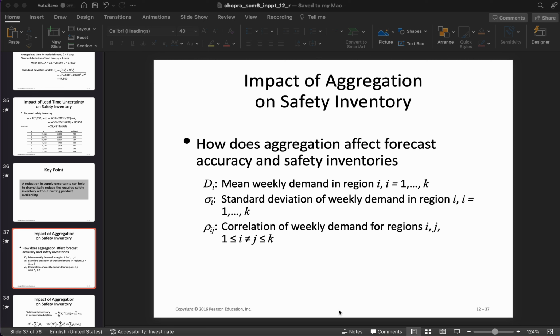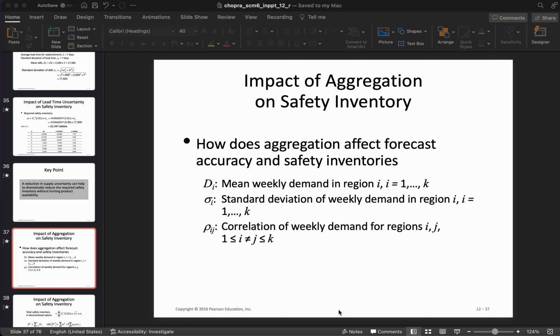Hello, everybody. Welcome to this week's lecture video on the impact of aggregation on safety inventory. We talked about safety inventory in the videos that I posted last week. We talked about the basics of safety inventory, why it's required, and so on. This week we'll talk about the impact of aggregation.